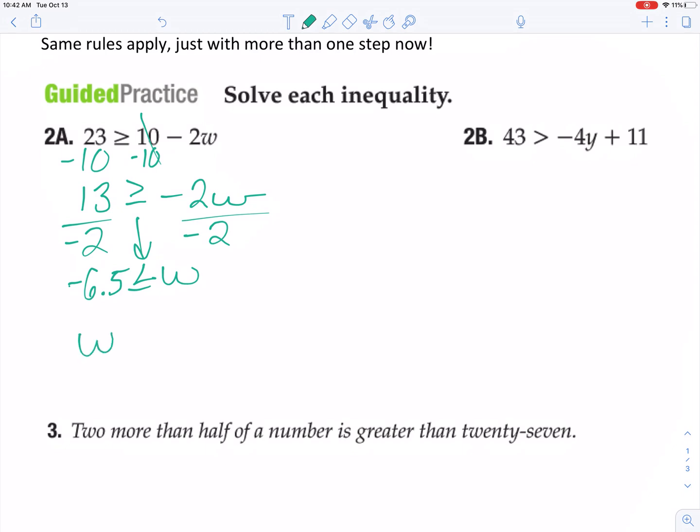And read the directions. It said solve each inequality. Did it say graph? No. So we don't have to graph this time. Yay!